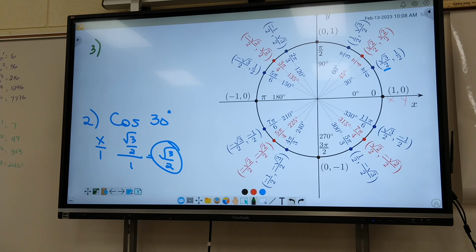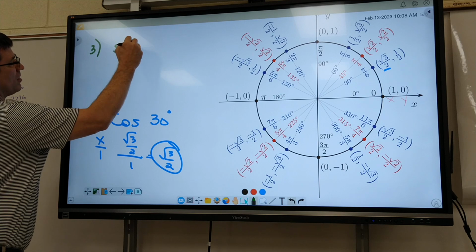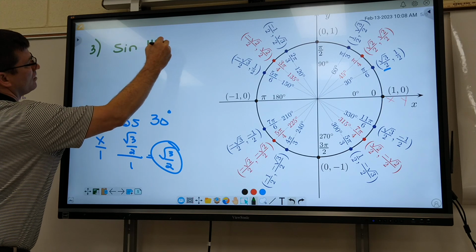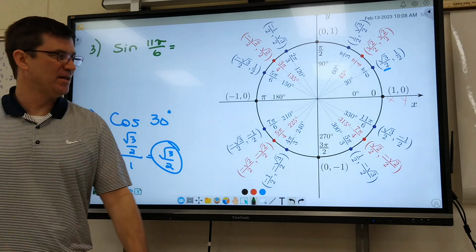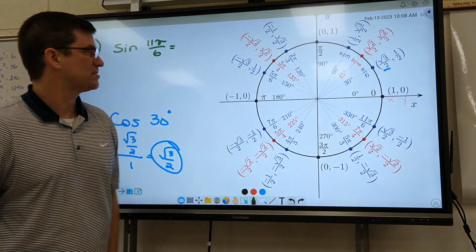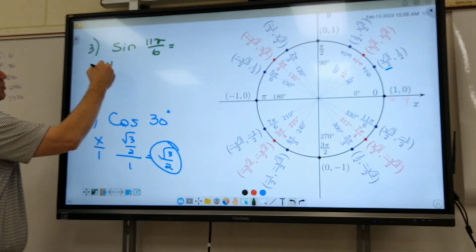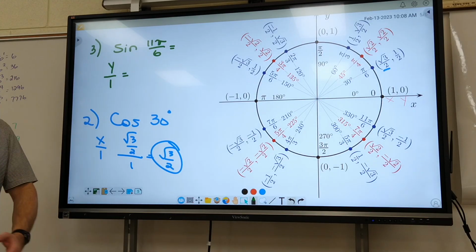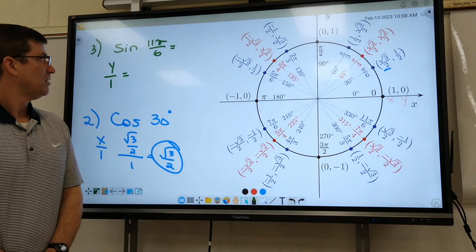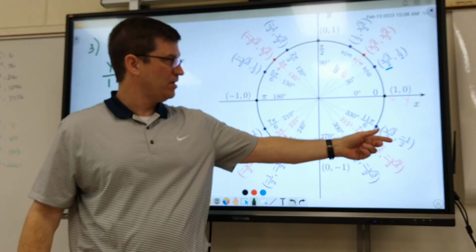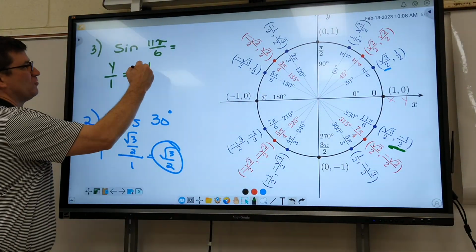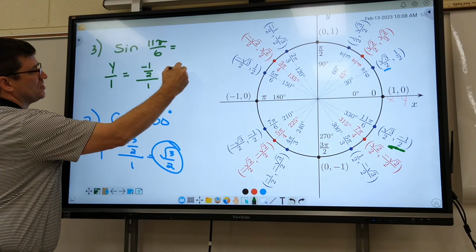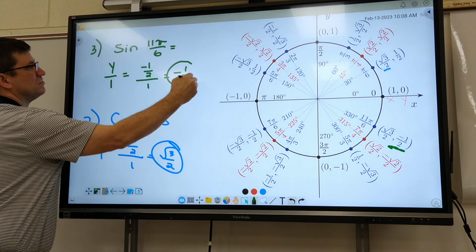All right, number 3, I've got sine of 11 pi over 6. All right, Jacob, where is 11 pi over 6? What's the degree for that? 330. All right, here it is. 11 pi over 6. Y'all have to know that the formula is y/1. If you don't know it, you can look it up off your paper. So Jacob says right here, remember, that's your y. So you've got -1/2 divided by 1, so your answer is -1/2.